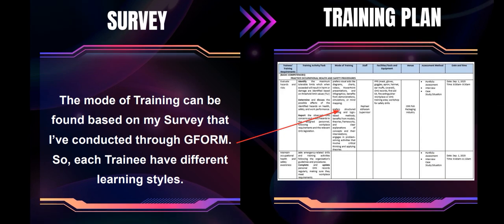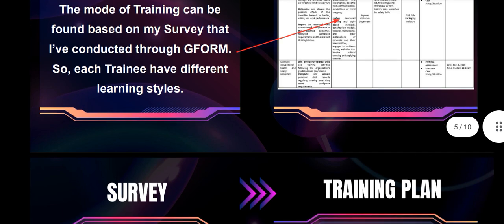Just like what I said earlier, I conducted a survey. The mode of training can be found based on my survey that I conducted through G-Form. Each trainee has a different learning style. Trainee 1 considers himself a visual and kinesthetic learner. So the mode of training depends on our survey.